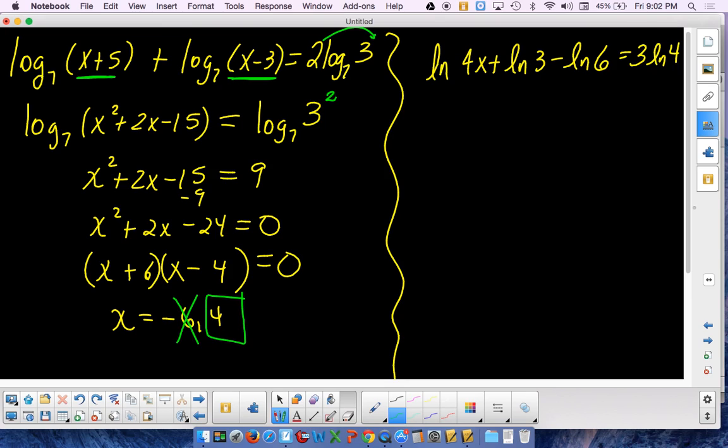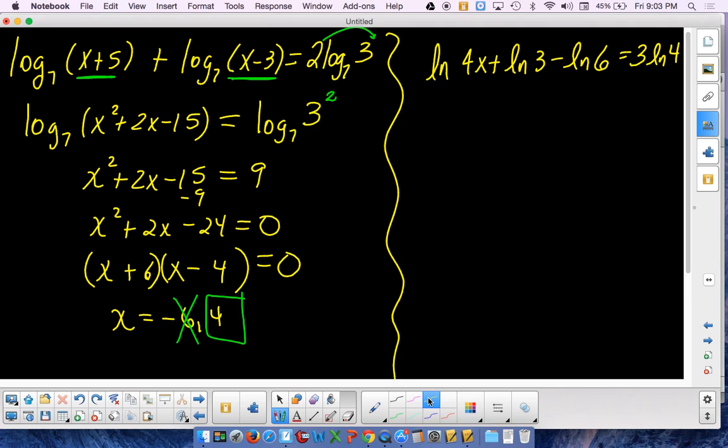Finally, our next example here, you notice I'm using natural logarithms. It makes absolutely no difference whether you use common logs, natural logs, base 50,000 logs. These properties apply regardless of what type of logarithm you're using. The key thing is that we're using the same type of logarithm across the problem. So since these are all natural logs, it's fine.